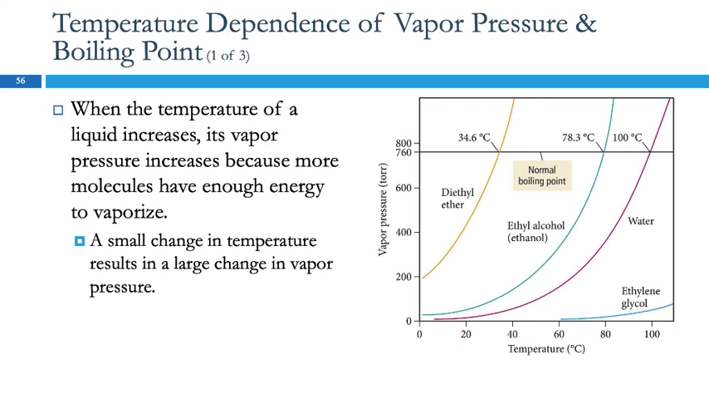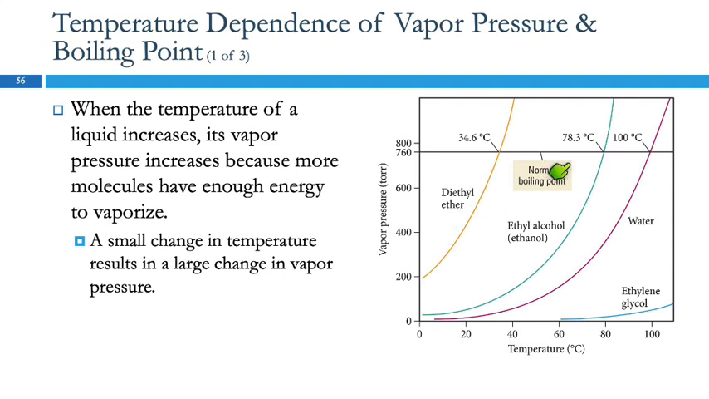So the vapor pressure will be dependent on the temperature, because if we increase the temperature, we increase the rate of evaporation. We can also think of it this way: the vapor pressure will increase because more molecules have enough energy to be vaporized. So here we're looking at vapor pressure as a function of temperature. Here we've got water, and we see that as you increase the temperature of water, the vapor pressure goes up. Out here, a small change in temperature can cause a large change in vapor pressure.